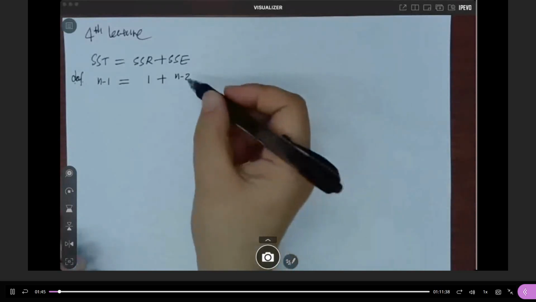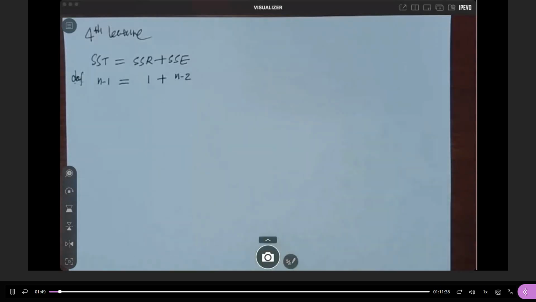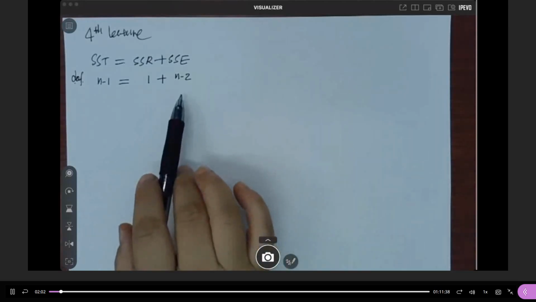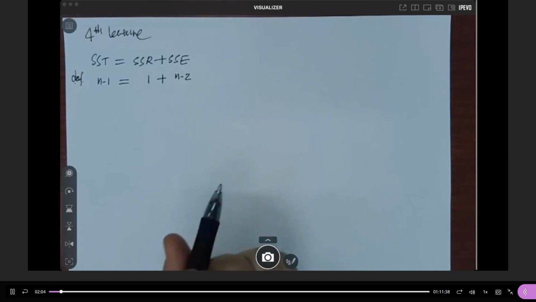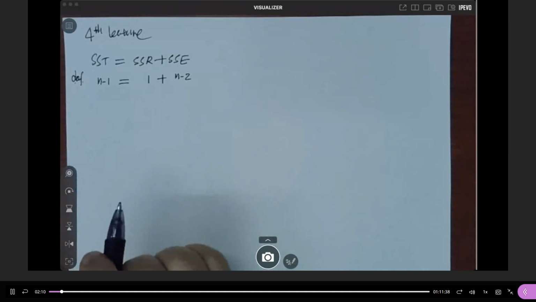And for the fact that SSE has n-2 degrees of freedom, we have already used it, right? When we used the t-test, basically for the t-test, you have to look for a t random variable that has n-2 degrees of freedom. So that n-2 comes from here originally. So figuring out the degrees of freedom is very important here. So how come it is n-1 for SST?